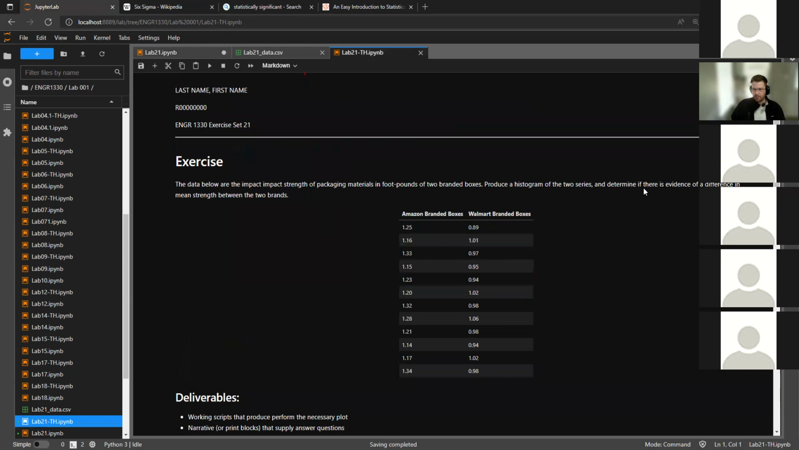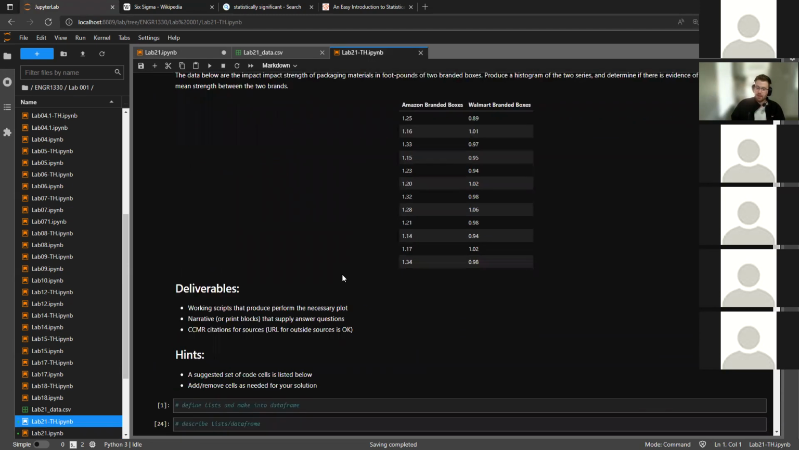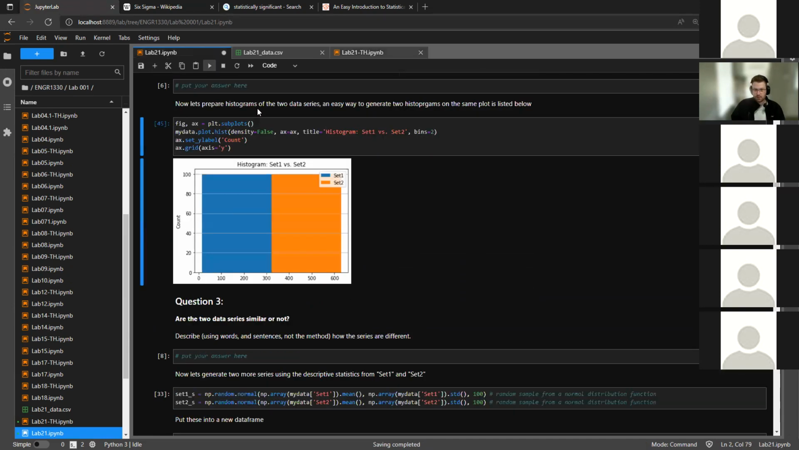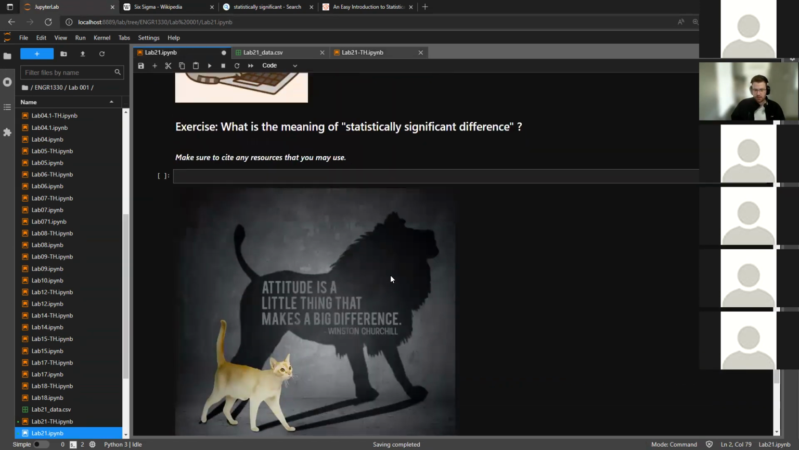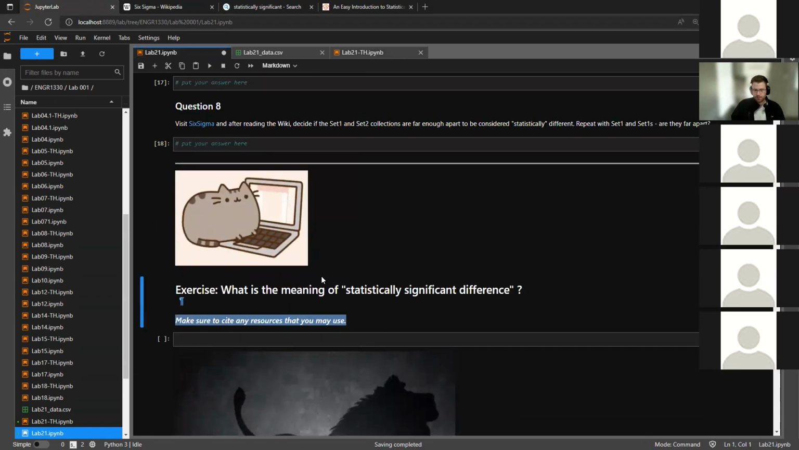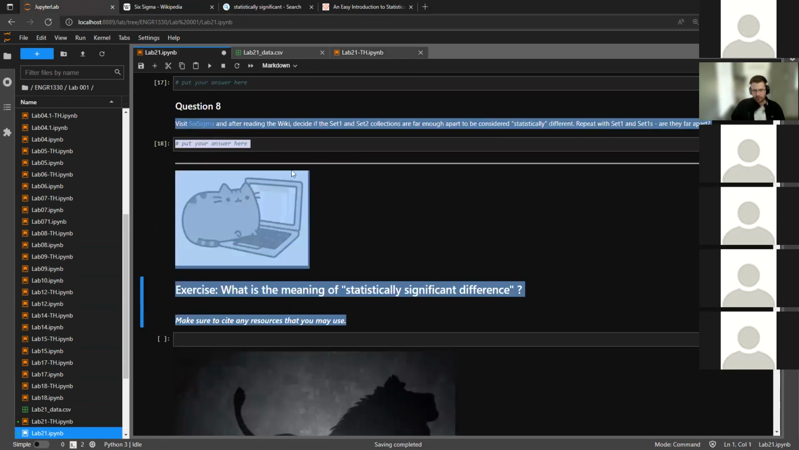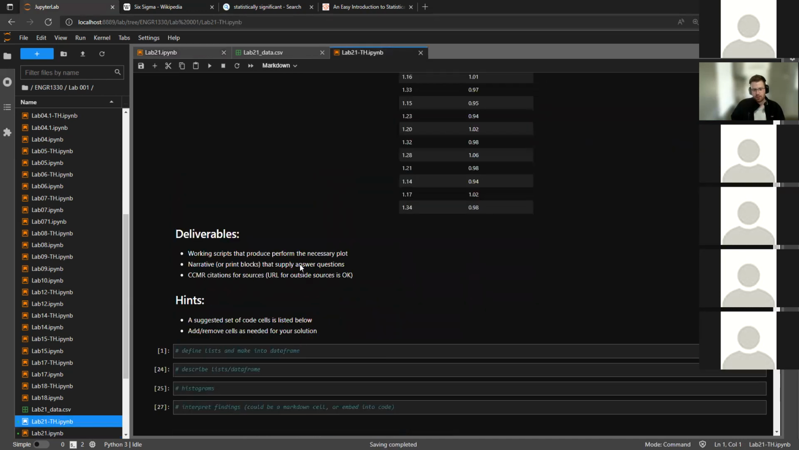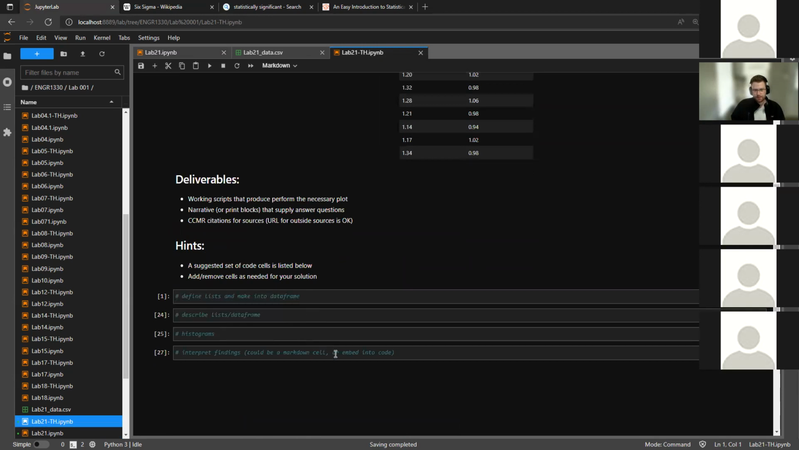So you need to make a histogram. Determine if there is enough evidence of a difference in the mean between the two brands. Now, how do we know if they're different enough? Well, that's the exact question that was asked here. So whatever you look up to figure out question 8, that's what you'll need to be able to answer this. And to make things easier, here's the skeleton for what you need to do.